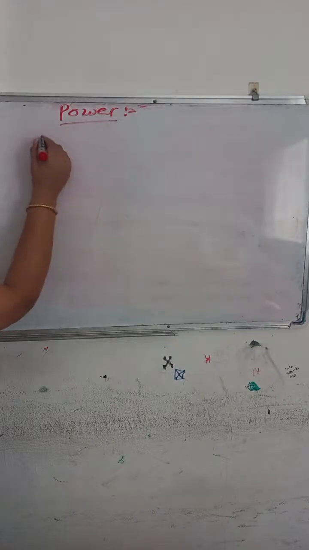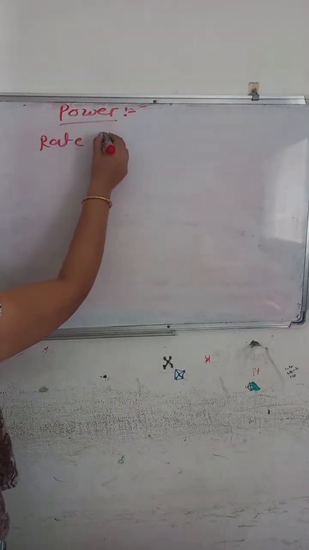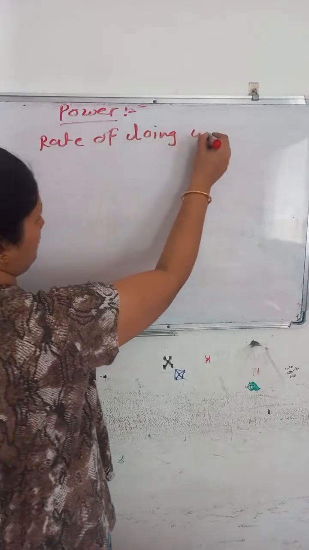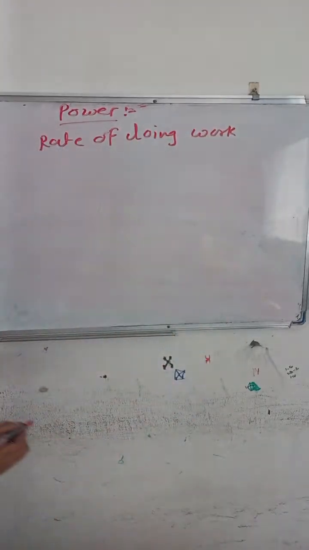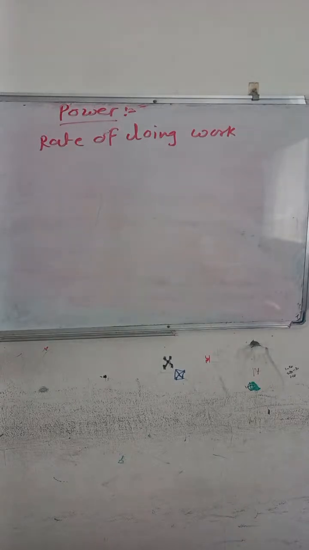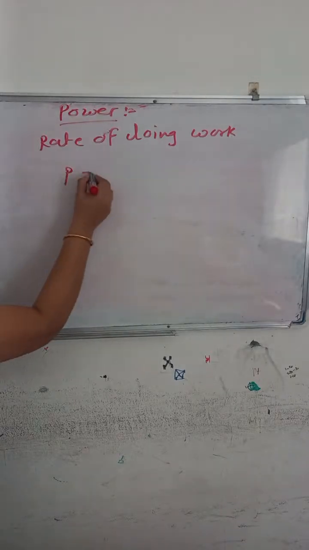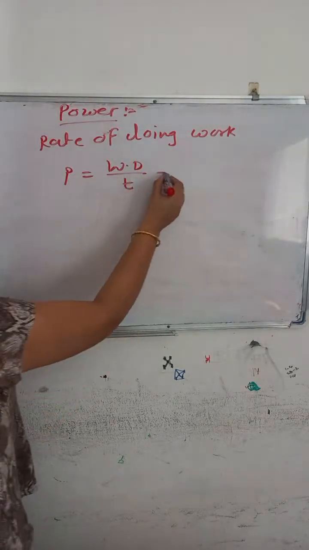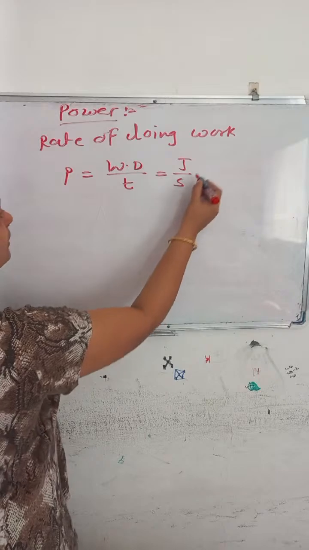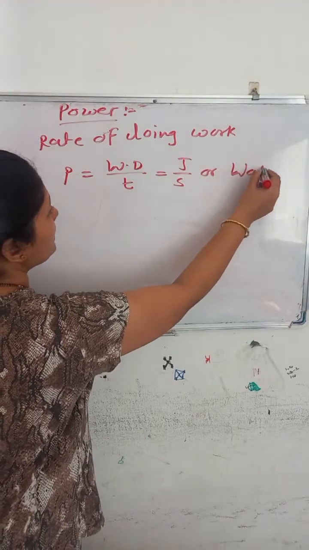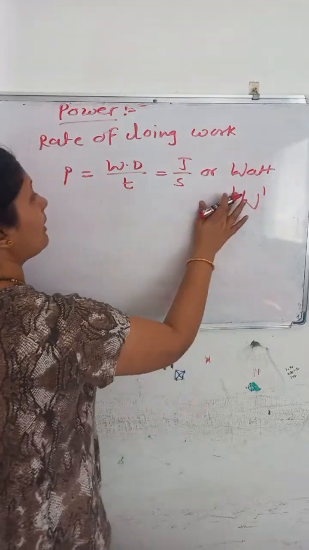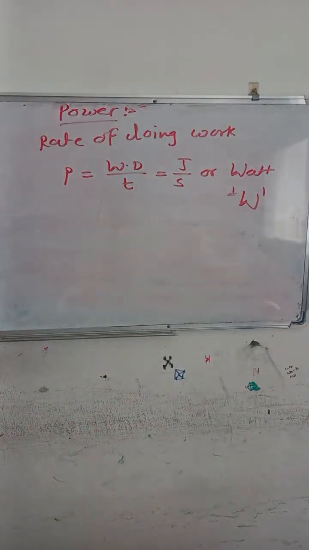Power is nothing but the rate of doing work. Here we can write power is nothing but work done by time. Its unit is joule per second, or power is measured in terms of watt, and we write this as W. The SI unit of power is watt.